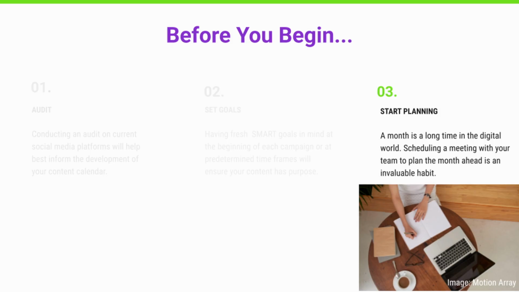In the digital realm, a month is a significant time frame, and planning ahead is essential for consistent and effective output. Regular planning meetings with your team are invaluable for aligning everyone's efforts and ensuring seamless productivity. For example, if you are planning a month's worth of content for a clothing brand, you can schedule specific days for product launches, behind the scenes content, and influencer collaborations, ensuring a varied and engaging feed.